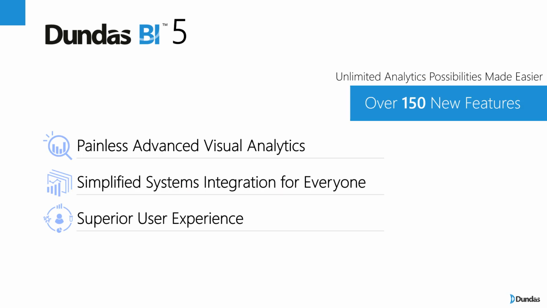As mentioned earlier, our motto is to make sure you can always achieve your requirements. Or in other words, we offer the flexibility you need so you can have unlimited possibilities. In Dundas BI 5, we really focus on making sure you can achieve those unlimited analytics possibilities with even greater ease. Possibilities that either require more technical solutions or complex setups are now made much easier in Dundas BI 5. We did that with over 150 new features spread across the entire applications but grouped into three major categories: advanced visual analytics, ease of integration, and superior user experience. Let's drill down into the first category.